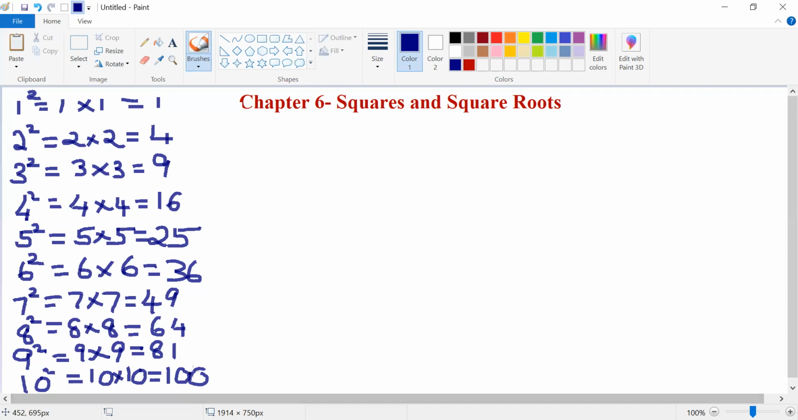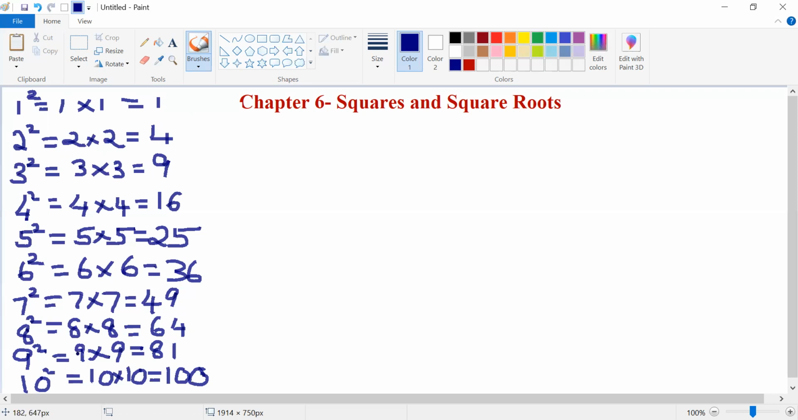So the squares up to 10, not up to 10, up to 20, you have to remember. Now I wrote up to 10 square, then 11 to 20, or up to 30, squares of numbers up to 30, you have to write.